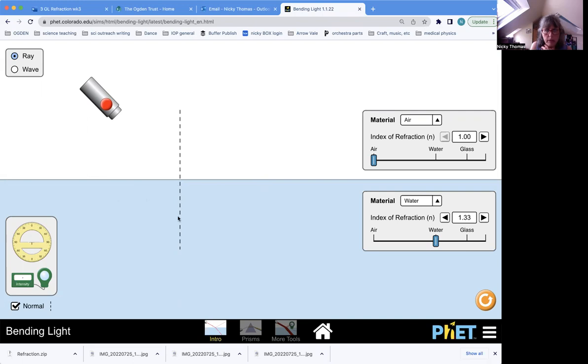The normal has been drawn as that dotted line. We can remove the normal or add it in. That's always our reference point for any angles we're measuring.